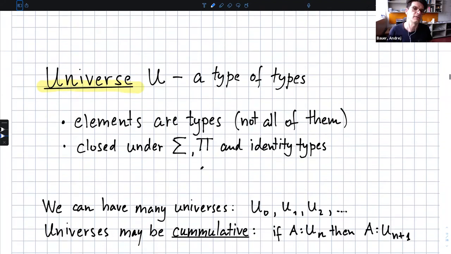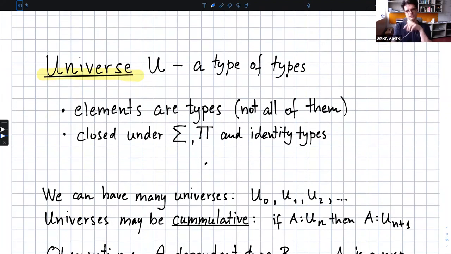Now you can say, well, okay, so let's say that a universe is a kind of type of types, but it's important to never try to put all types into a universe. In particular, U should not be an element of U, because that leads to Russell-style paradoxes. We should always discuss the question of what sort of operations this universe is closed under. So we will at the very least want it to be closed under sigmas, pis, and the identity types that will come in a minute.